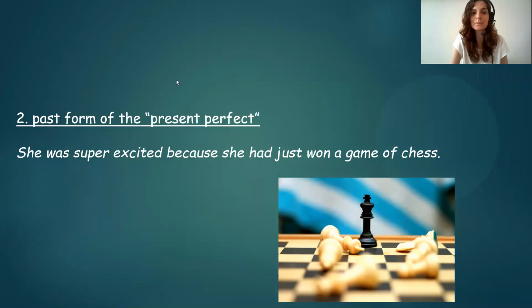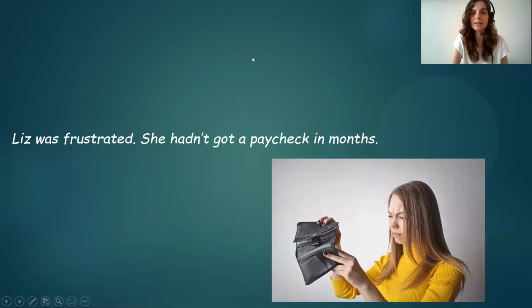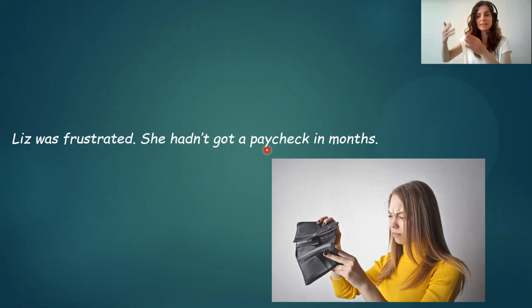All right, or you can, for example, also say, if you have a look here at Liz, she doesn't look very happy, she's pretty frustrated, we can say, right? She's pretty upset. So again, in the past context, we can say, wow, Liz was frustrated because she hadn't got a paycheck in months. She hadn't got a paycheck in months, right? So she was frustrated at that moment because even before that moment, she hadn't got a paycheck, right? Until that moment in the past.